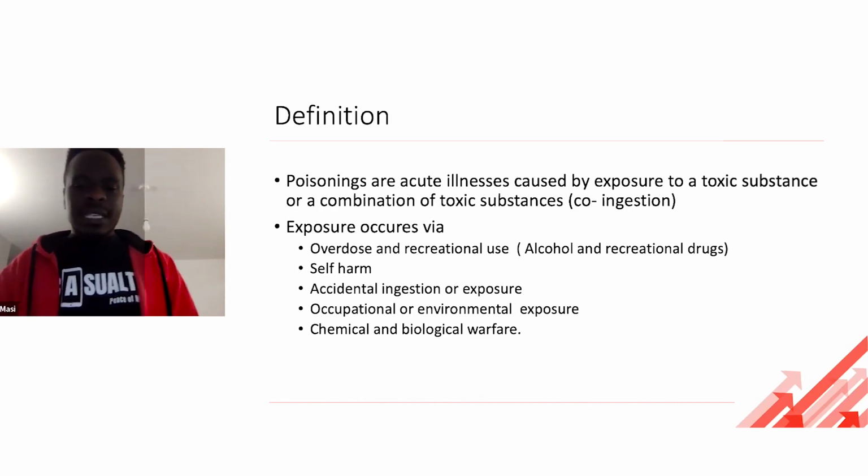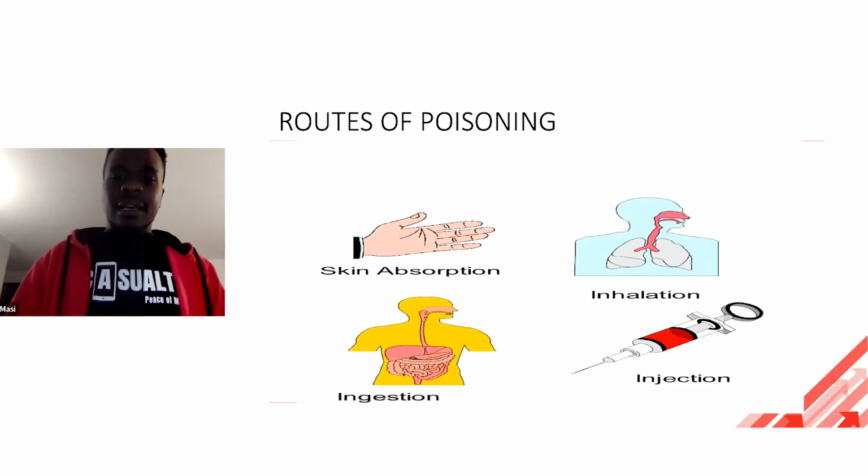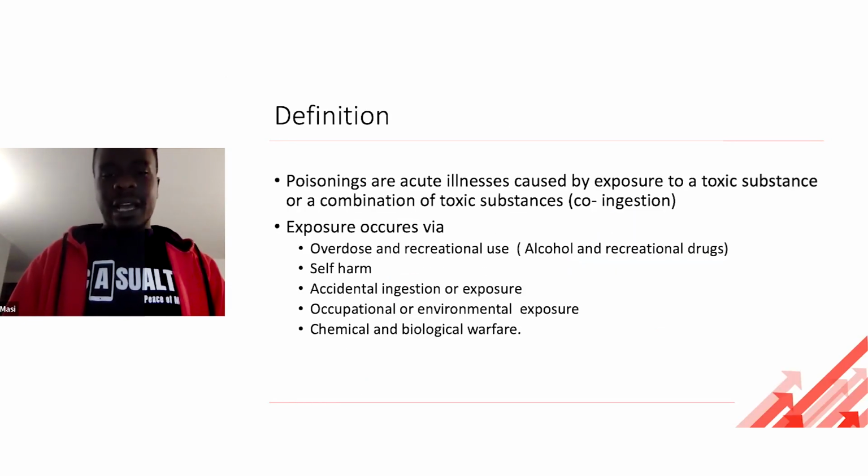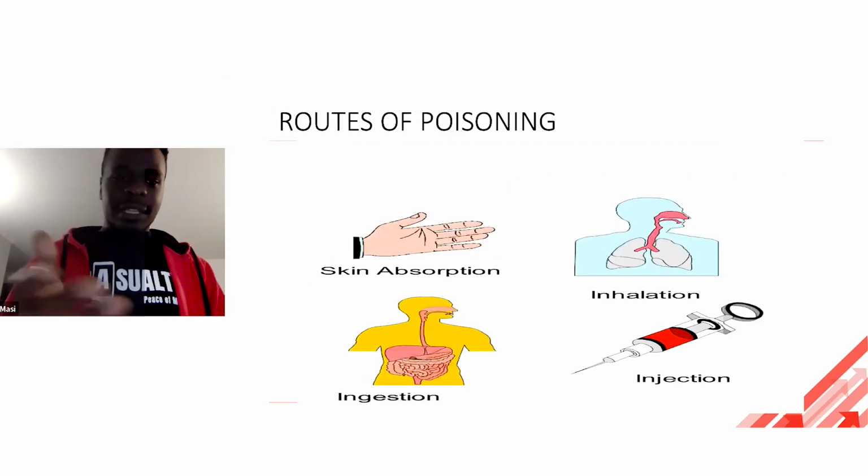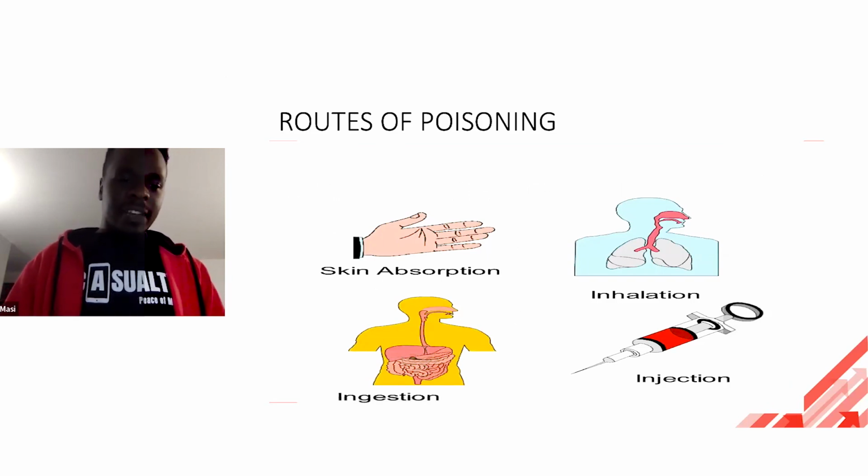So what are the routes by which a patient can essentially be poisoned? Essentially the regular routes: through the skin, via inhalation, via ingestion or injection.